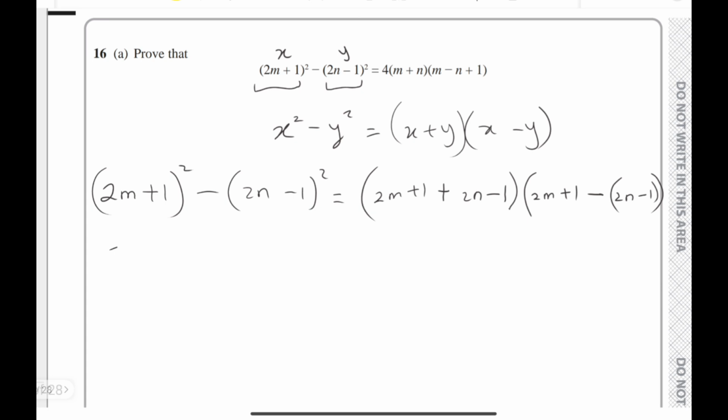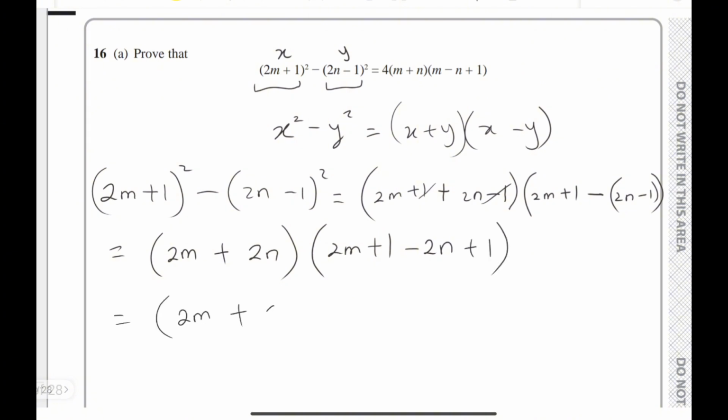Now if I simplify that, 1 minus 1 cancel each other out, and I'm going to be left with 2m plus 2n. Then open bracket. If I simplify this, that will be 2m plus 1 minus 2n plus 1. So that is going to become 2m plus 2n bracket 2m minus 2n plus 2, because 1 plus 1 adds up to 2.